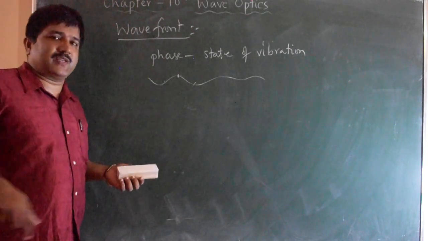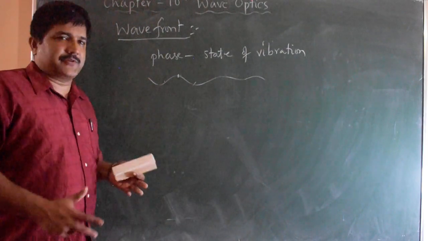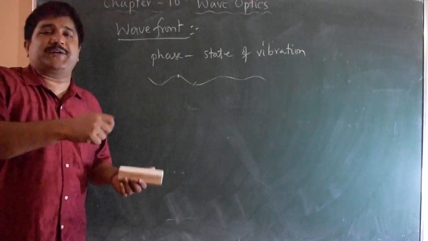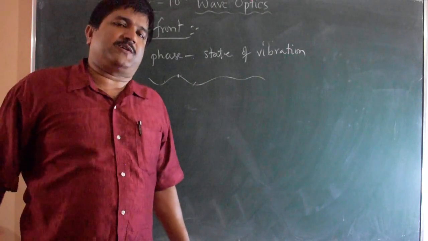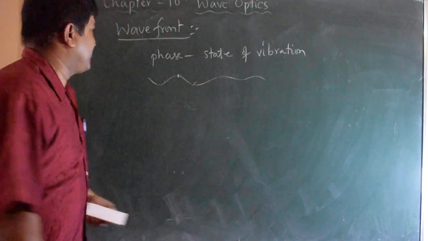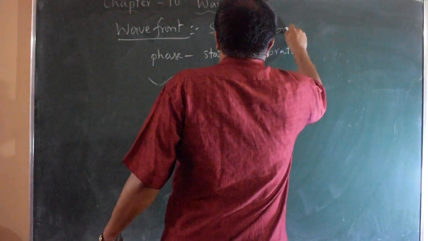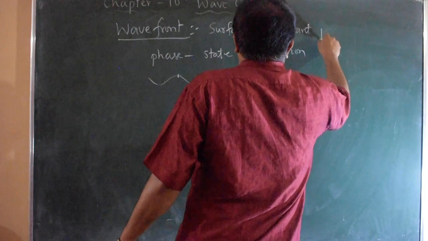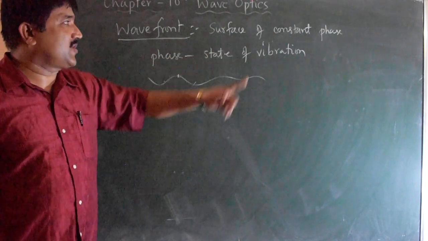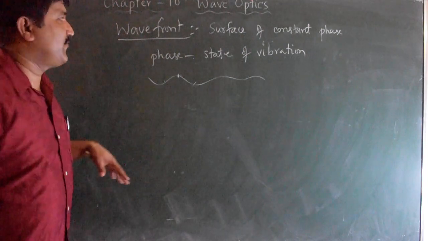That circular pattern will shift away from the source where it is produced. But at one moment, all the points on that highly raised part are in the same state, and this is called a wavefront. So a wavefront, by definition, is the surface of constant phase. Only this much is the definition. Surface of constant phase is called a wavefront.